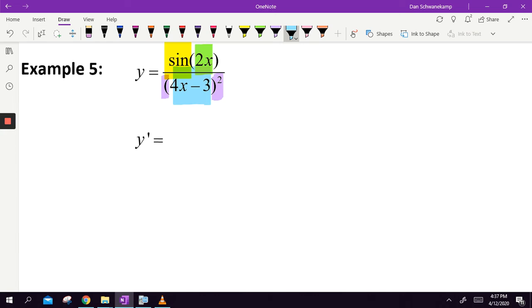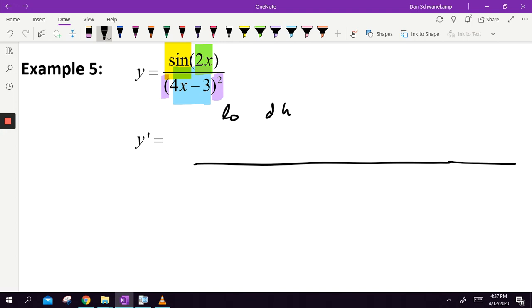Did you say quotient rule? Then you would be right because I've got a function on top and I got a function on bottom. Okay, I've got two x's and they're being divided, so I need quotient rule. So, with that being said, this one's going to be ugly. We're doing quotient rule. Remind yourself of quotient rule. That is low d high minus high d low all over low low.